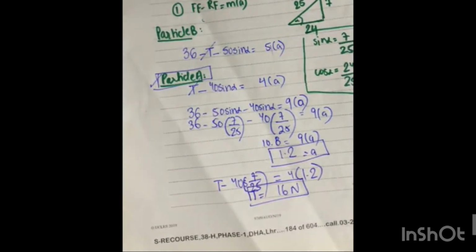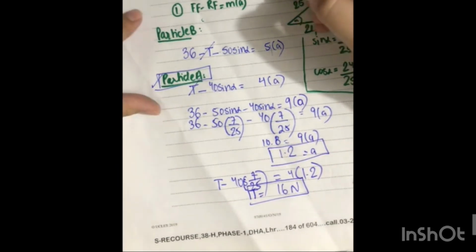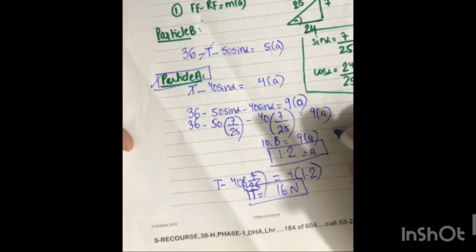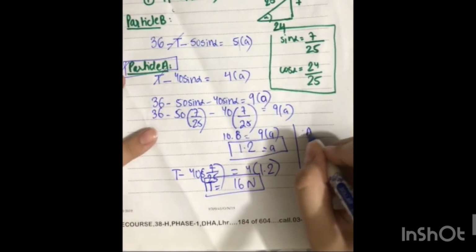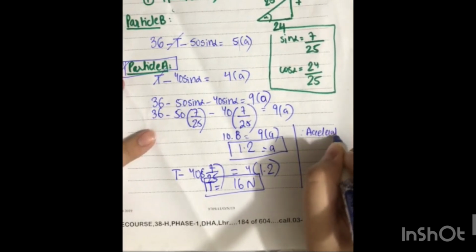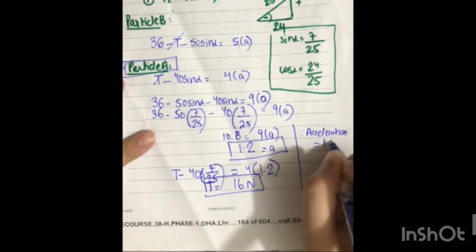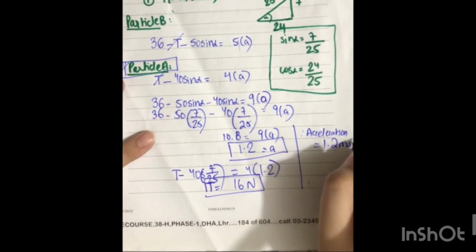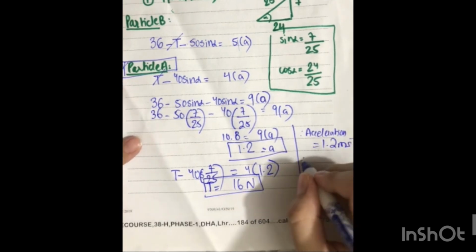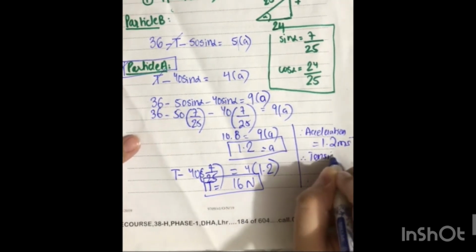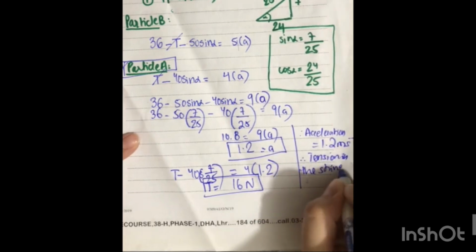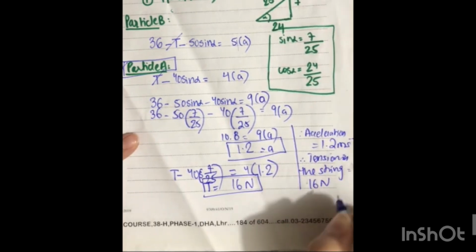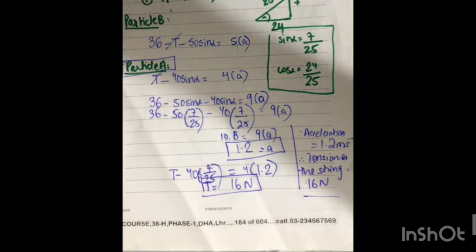So now we have the value of both the tension in the string and the acceleration. So we can make a statement over here, which is acceleration is equal to 1.2 meters per second squared, and tension in the string is equal to 16 newtons. That's part A.